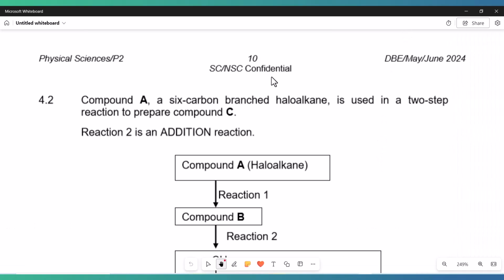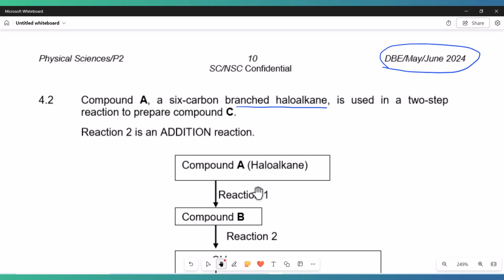Question 4, once again, this is question 4.2, May/June 2024. Compound A is a 6-carbon branched haloalkane. It is used in a 2-step reaction to prepare compound C. They say that reaction 2 is an addition reaction. So this is compound A, the haloalkane, and reaction 1, reaction 2.